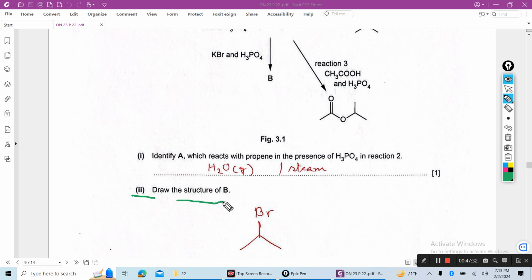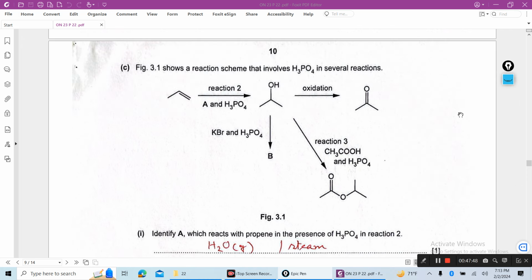Number 2, draw the structure of B. B is 1, 2, 3. This is known as 2-bromopropane. So here, how does B happen? Here, this OH group is substituted by bromine atom. This is 2-bromopropane. This is a nucleophilic substitution reaction.